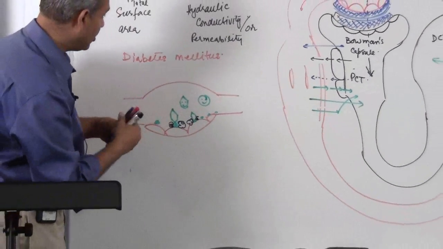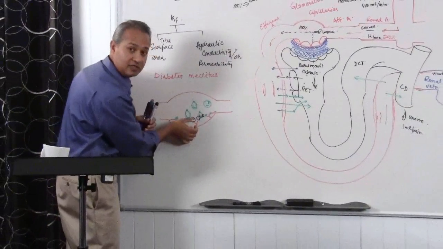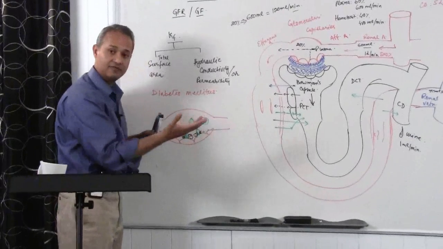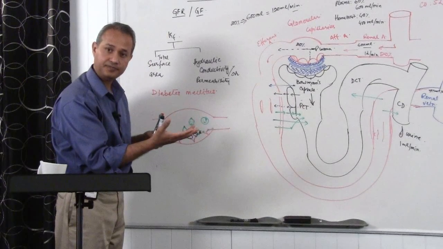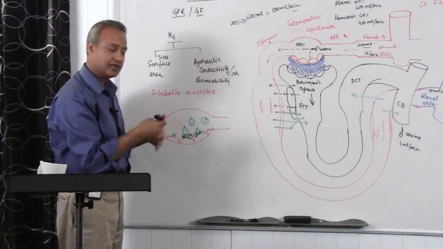That would, number one, think about it, affect surface area and hydraulic permeability. One, it would damage the permeability, and number two, once the scarring occurs here, the surface area is going to go down, right? So that is what happens with the glycosylation.